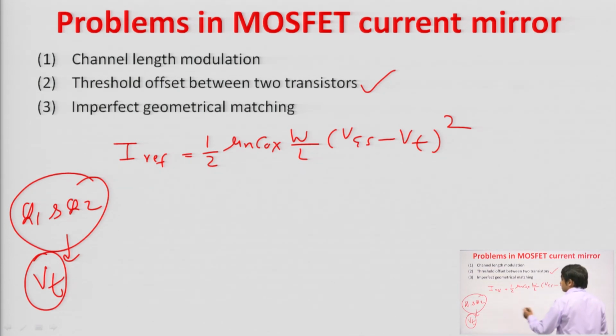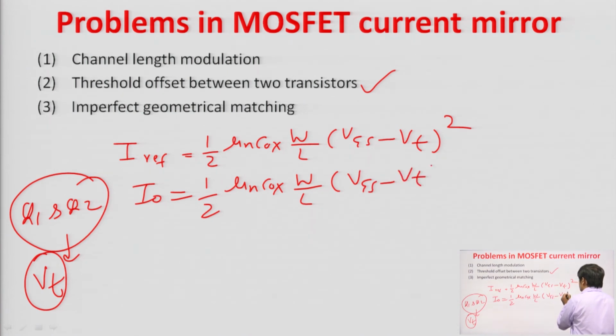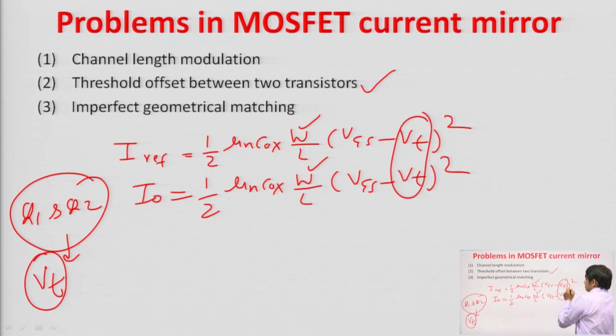So, in this case, the output current equation is 1 by 2 mu n Cox W by L (VGS minus VT) whole square. Now, if we want I naught equal to I reference, then the W by L ratio should be the same. But if your threshold voltage is not the same for both transistors, although matched transistors means the threshold voltage will be the same, practically, when the MOSFET is fabricated, there may be a slight difference in the threshold voltage value of Q1 and Q2. Due to that, there will be an error between the input current and output current. That is another issue.